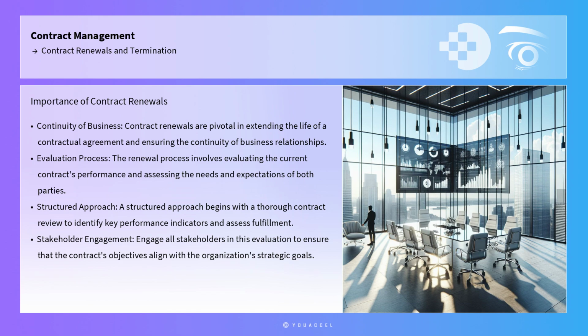A structured approach to contract renewals begins with a thorough contract review. This review should identify the contract's key performance indicators and assess whether they have been met. It is crucial to engage all stakeholders in this evaluation to ensure that the contract's objectives align with the organization's strategic goals.